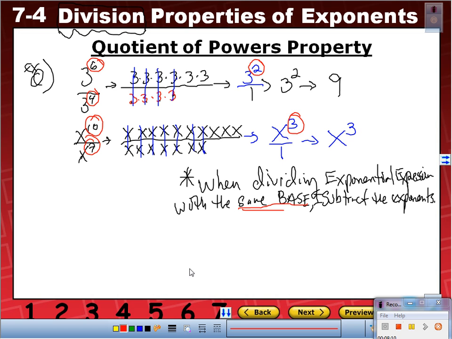So, with that said, according to the definition, that rule works with exponential expressions with the same base. What if I gave you this? X to the fifth over y to the fourth. Think about it. Don't say it out loud. What would I write here? Talk it over with your neighbor. See what they think.